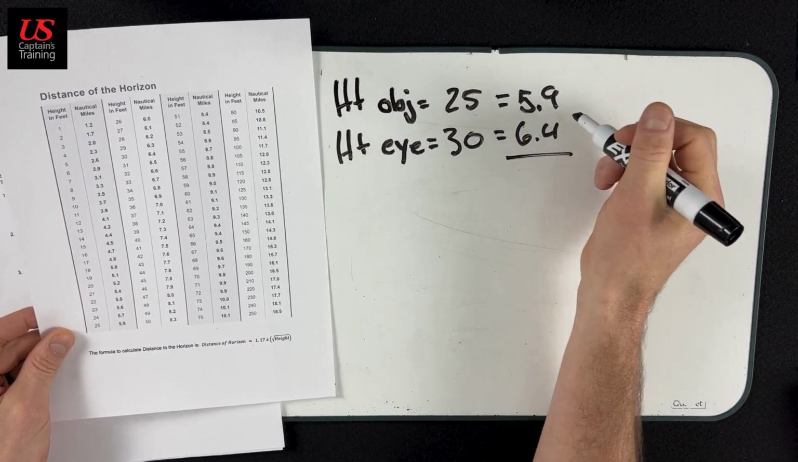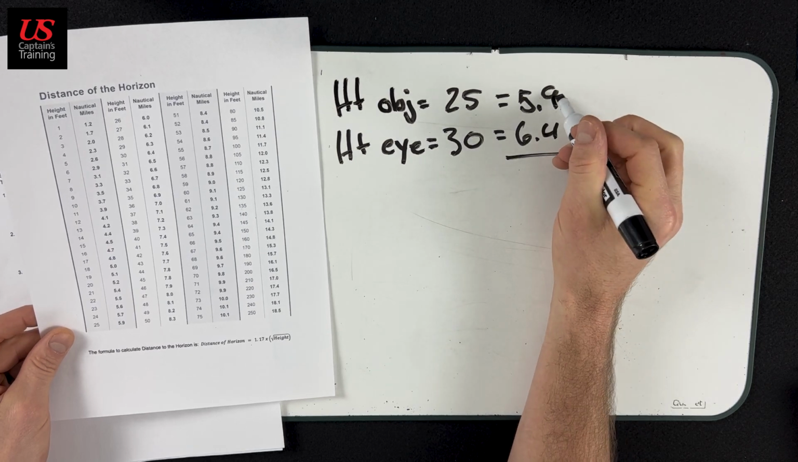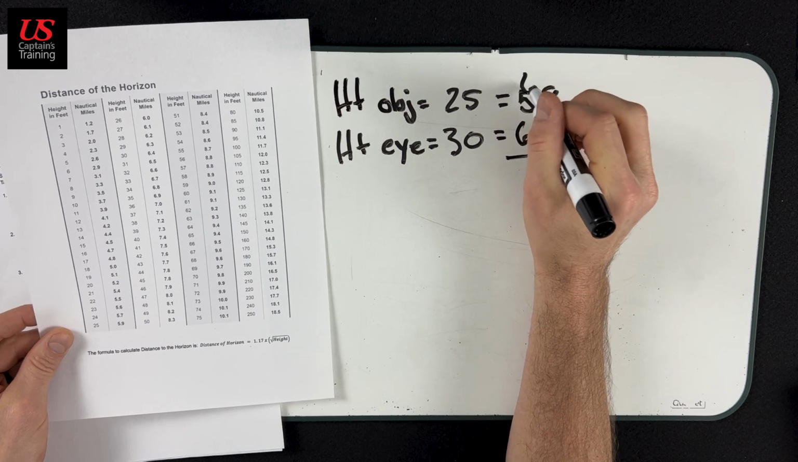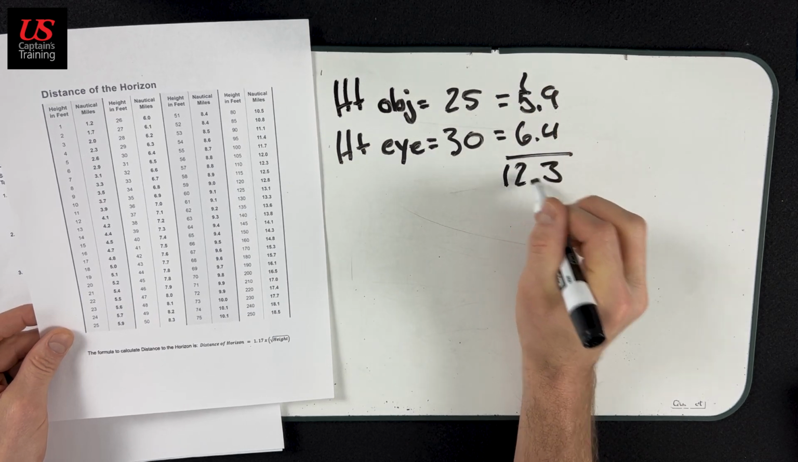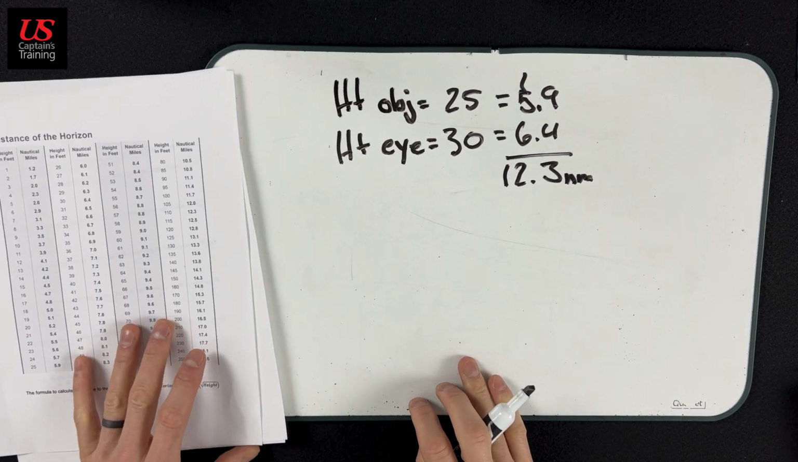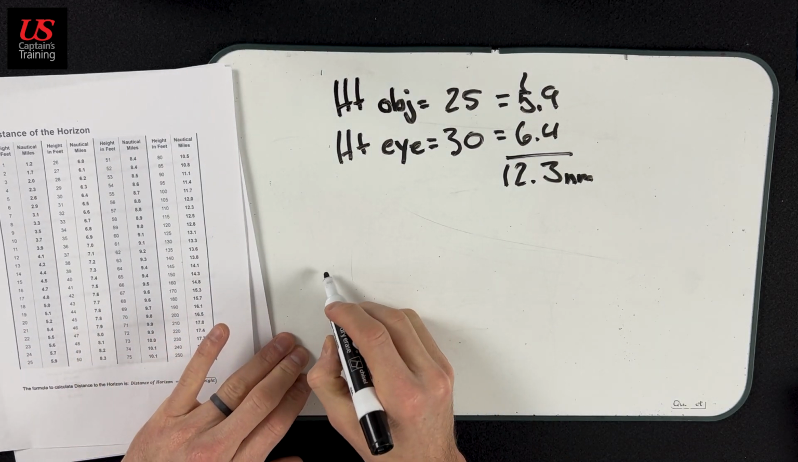Now we add these up, and I'll explain why later. 9 plus 4 is 13. Carry the 1, that's 6, and 6 is 12. We get 12.3 nautical miles. Okay, so what did we do? What we did was this.